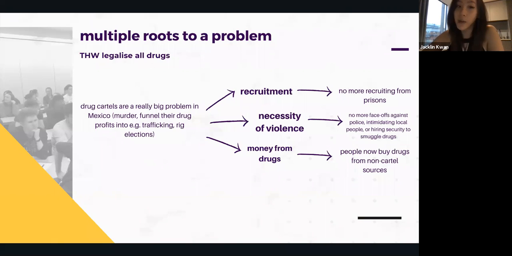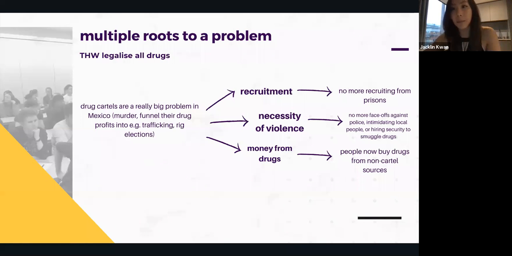You can say, oh, drug cartels are a really big problem in Mexico, or in lots of Latin America. They murder people. They often funnel their drug profits into really bad things like human trafficking. They often do things like rig elections or intimidate local people. That's a really big problem. So trying to identify why this arises probably has a lot of reasons. Maybe one of them is they can recruit a lot of really vulnerable young men to be part of their drug network.